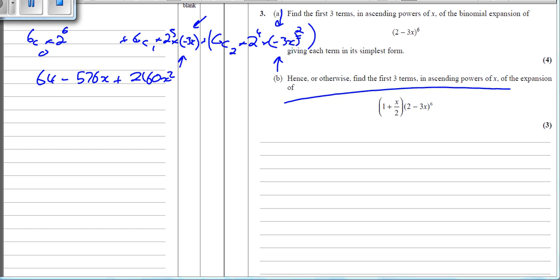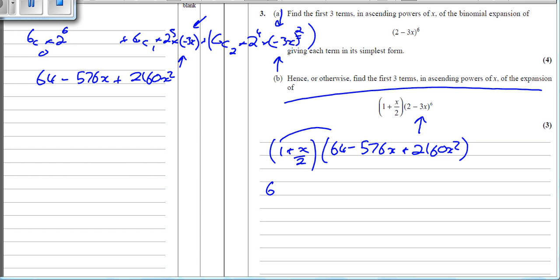Hence or otherwise find the first 3 terms in the ascending power of x for the expansion of this. So we already know what this is. So that's going to be 1 plus x over 2 multiplied by our expansion, which was 64 minus 576x plus 2,160x squared. So we're just going to go for the first 3 terms, so that's going to be including x squared. So start off with a 1, so that's going to be 64 minus 576x plus 2,160x squared.